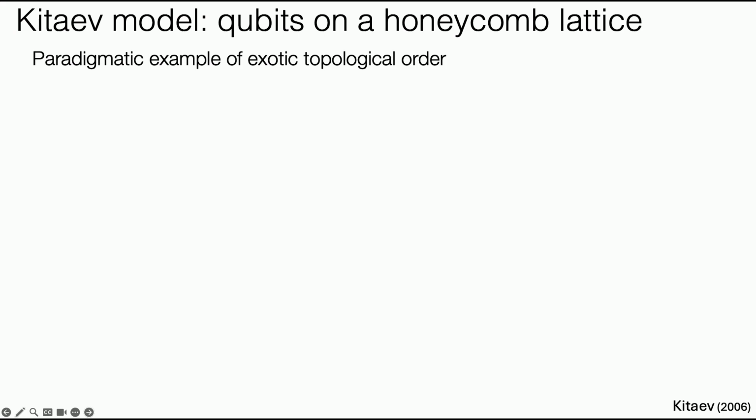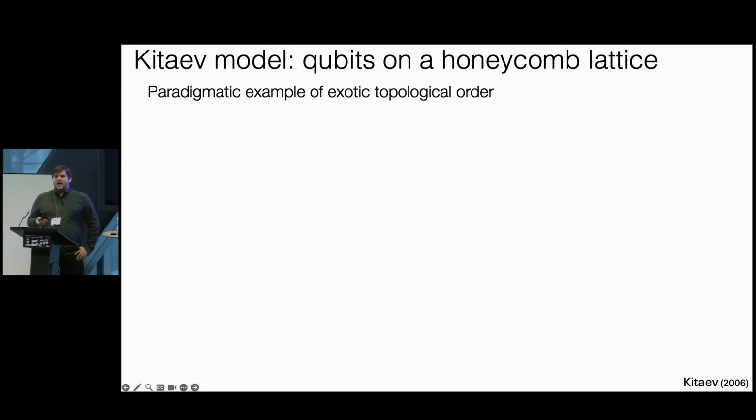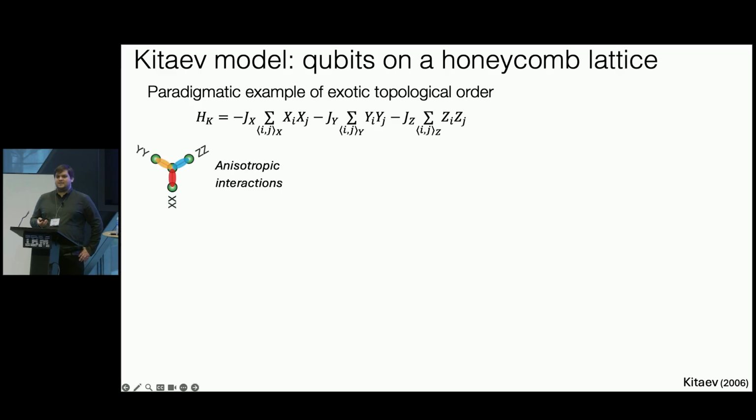So the model that we started studying in the lab is called the Kitaev honeycomb model. And this is a paradigmatic example of topological physics, where the interactions are highly anisotropic on this honeycomb lattice. So depending on the link that you're looking at, the direction of the link will either have XX, YY, or ZZ interactions, as shown here. And these interactions leave certain operators conserved under the dynamics, in particular these 6-atom hexagon operators.